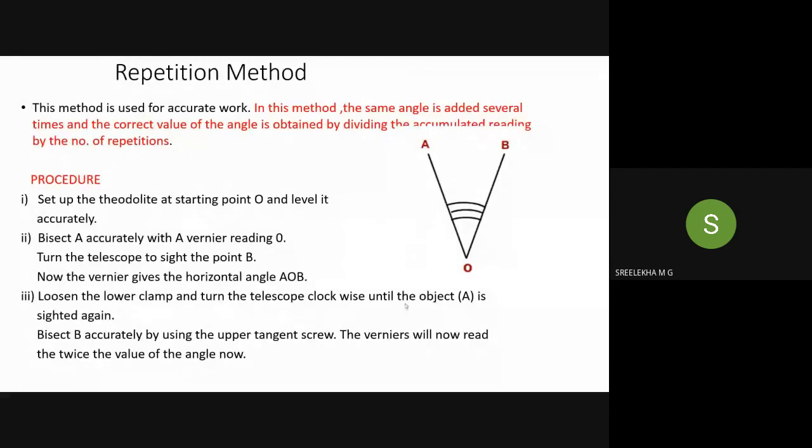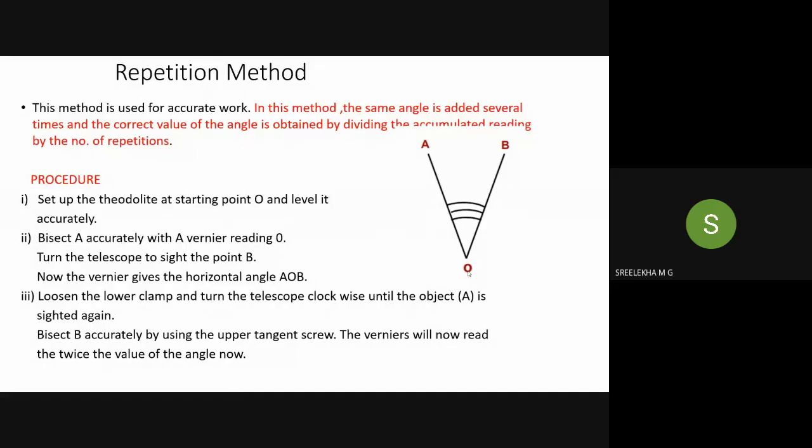The repetition method. First, we are setting the point A. At that point, the initial angle should be at 0 degrees, and then direct the telescope towards the point B. So when you are directing the telescope towards the point B, what is the angle between A and B?